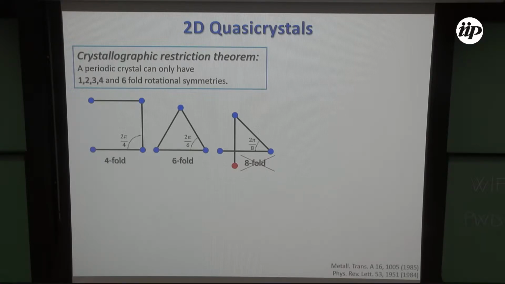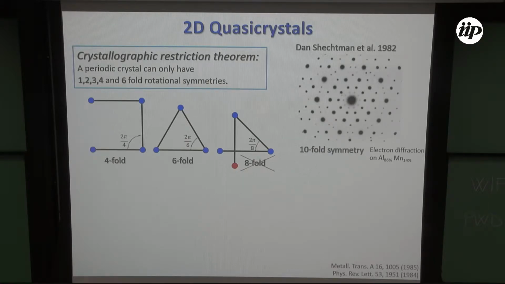But then came Dan Shechtman in the 80s, and they showed these pictures. They took electron diffraction of this kind of material, and they saw, first of all, very well-defined, very sharp Bragg peaks, which means we must have long-range order, because a sharp structure in momentum space means a long correlation length in real space, necessarily. At the same time, if you can count, you have a 10-fold rotational symmetry around this axis. So that's impossible, that's forbidden.